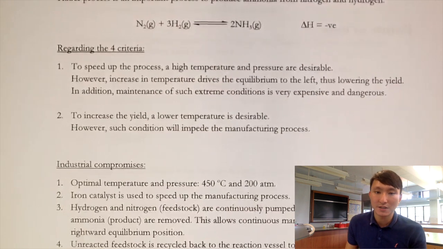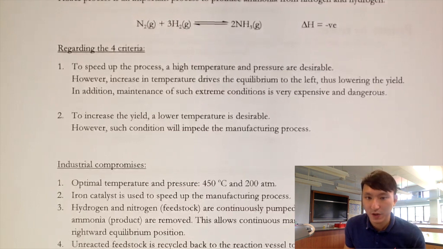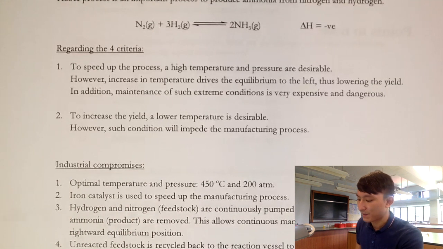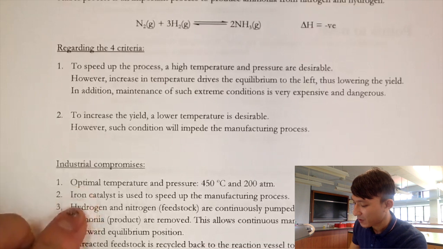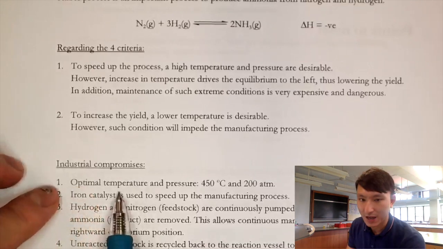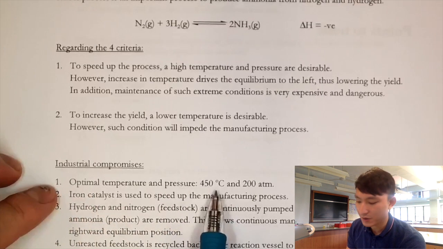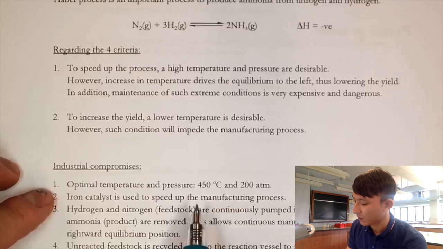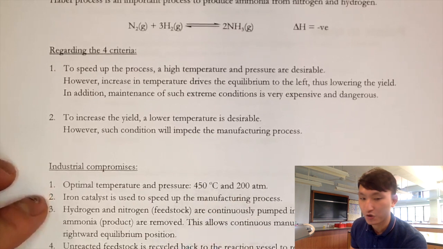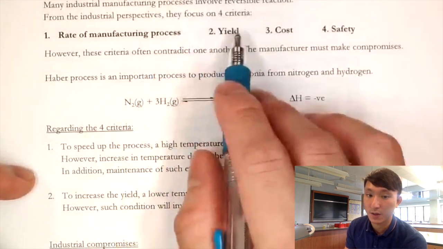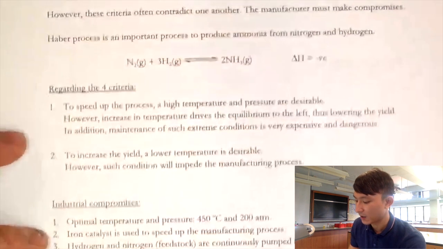In reality, nothing is perfect. You do not have a perfect plan. So what you're going to do is to have everything optimized, okay? The best, okay? So you can have an optimal temperature and optimal pressure. This is how it is actually carried out: 450 degrees Celsius and 200 atm. So reasonably high temperature and pressure, but not extremely high, okay? So we compromise between the manufacturing process, the rate of reaction, as well as the yield.